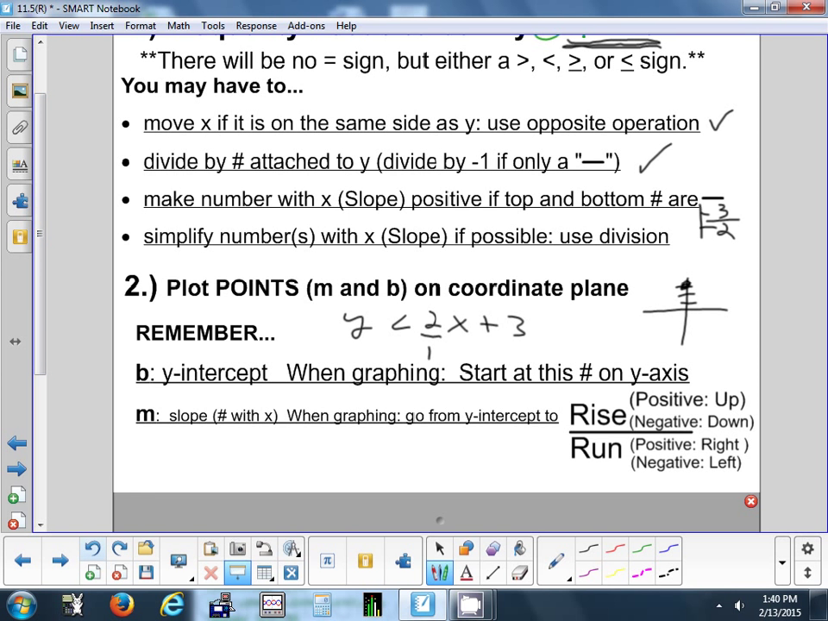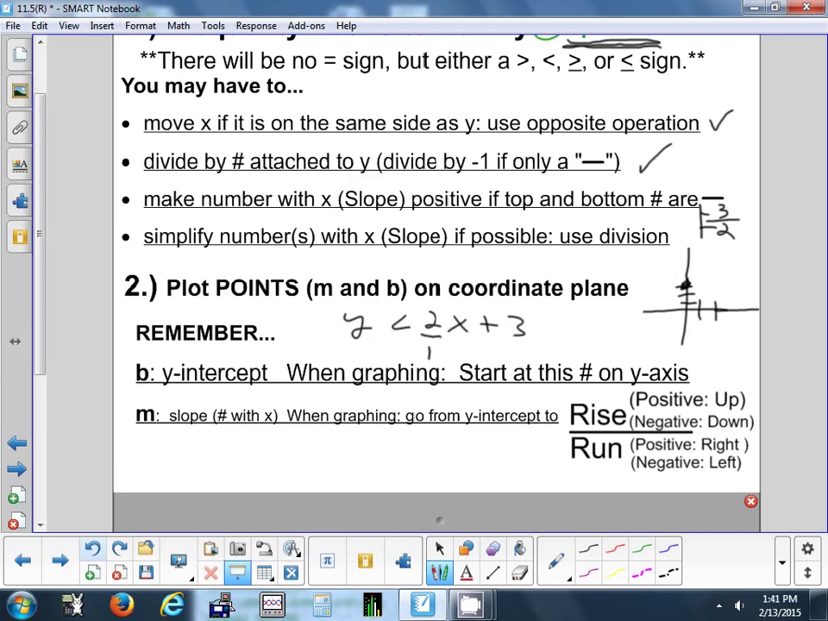So what would I do on this one? I got my y-intercept. It's at 3. Now, which way would I go from this point? Would I go up or down? Look at my rise. Tyler, what's my rise in that problem? 2. Positive or negative? Positive. So which way do we go? Up. We're going to go up because the rise is positive.